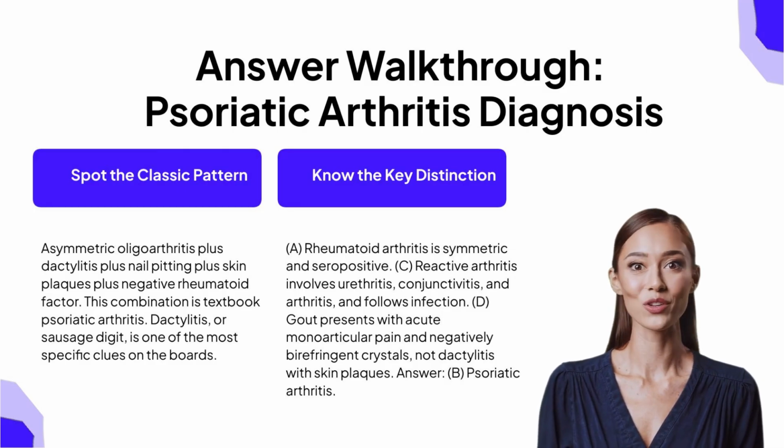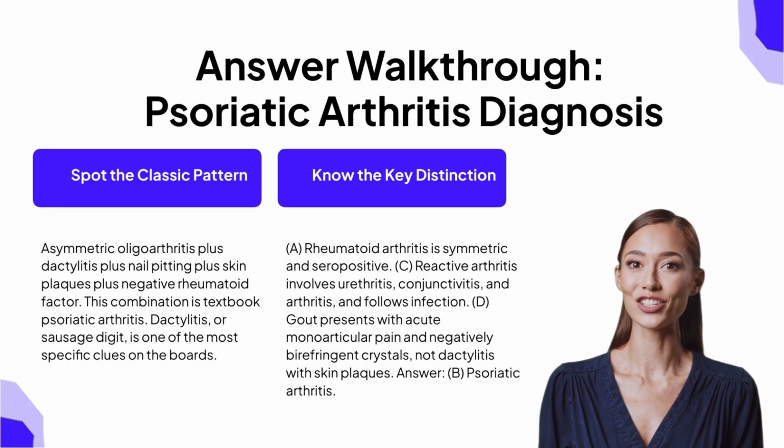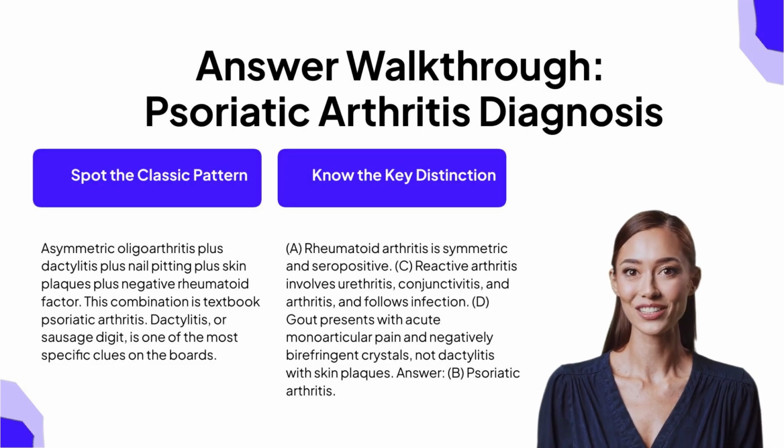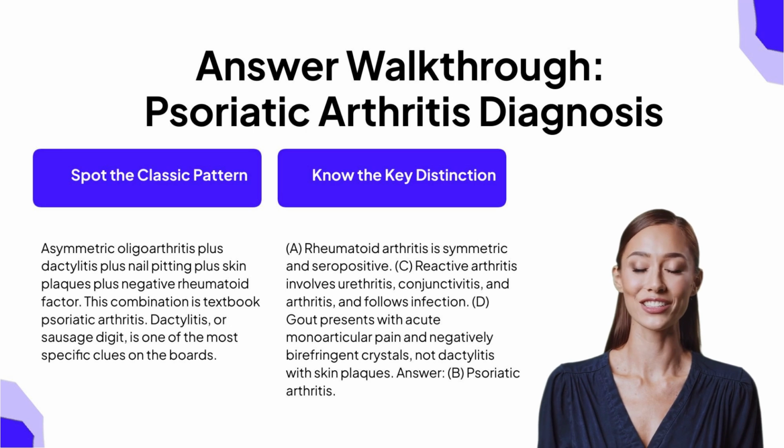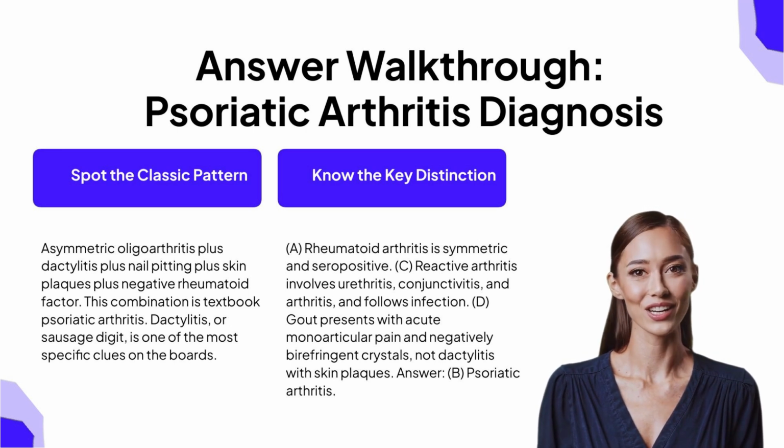Reactive arthritis involves urethritis, conjunctivitis, and arthritis following an infection, which is not described here. Gout presents with acute monoarticular pain and negatively birefringent crystals, not dactylitis with skin plaques. The correct answer is B, psoriatic arthritis.